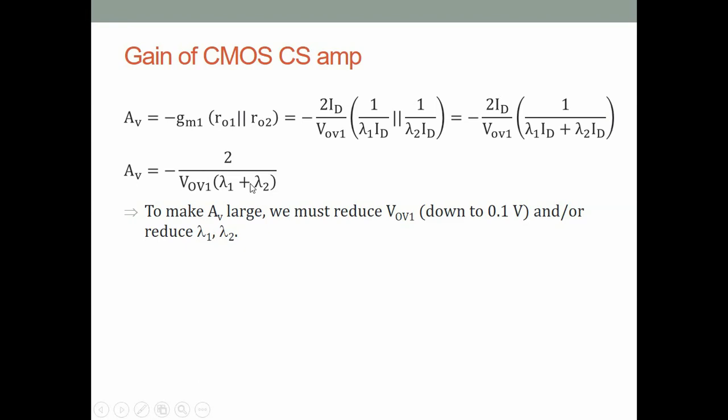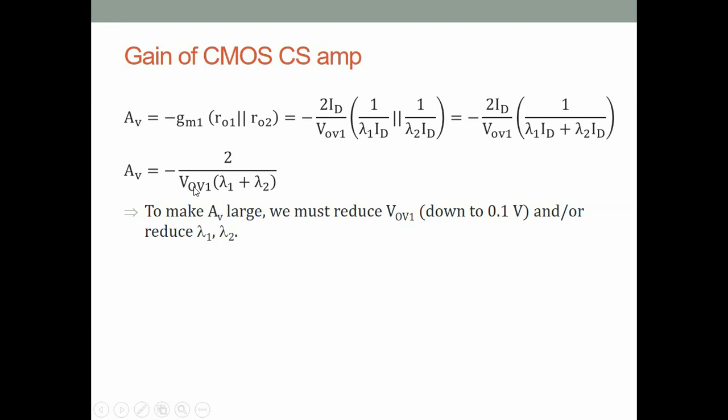So we say this is the expression, and we'll focus on this right now, not worried about ID. We ask the same question as we asked last time with the RD circuit. How do we increase this voltage gain? Now it is very simple to answer. If we want to increase the voltage gain, we have to reduce VOV and reduce the lambdas. VOV we've already discussed last time.